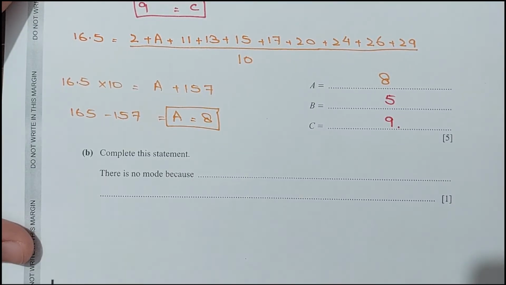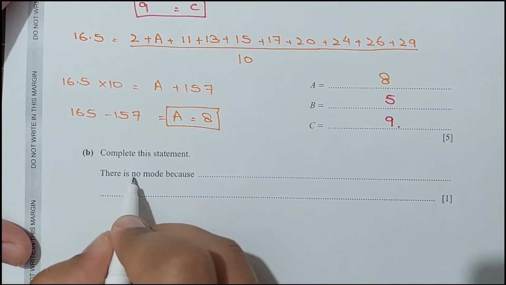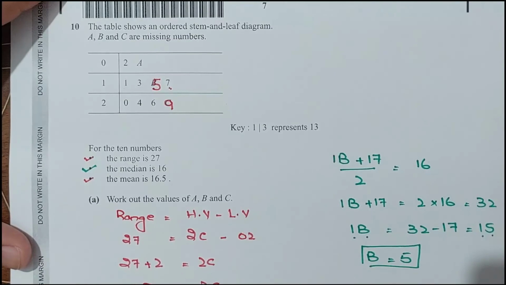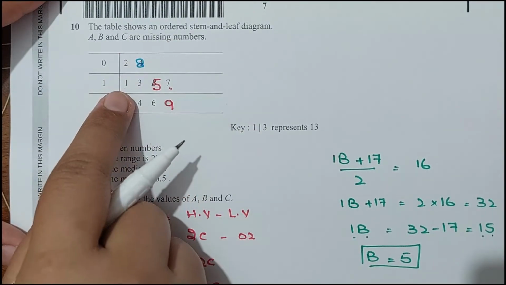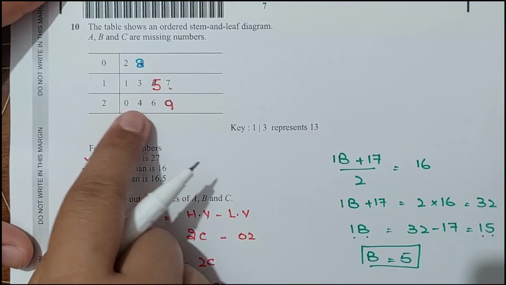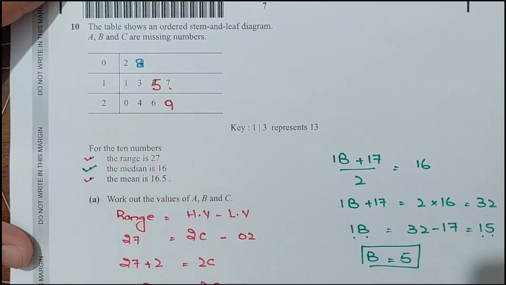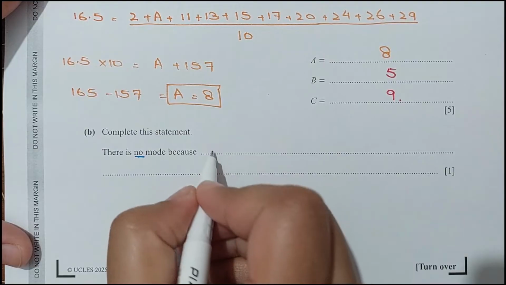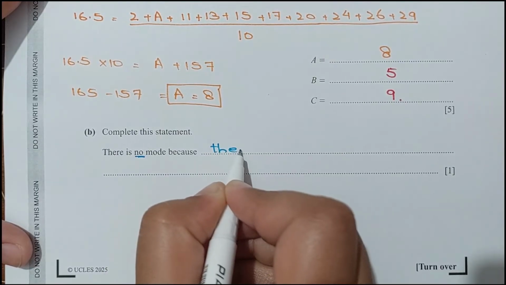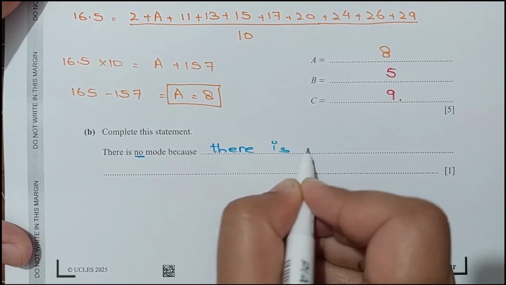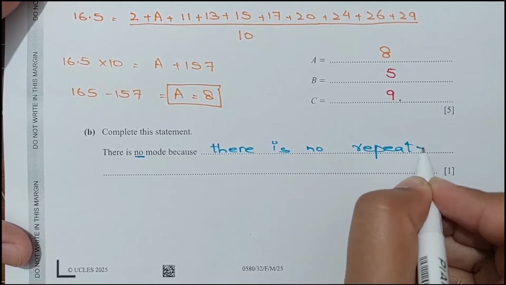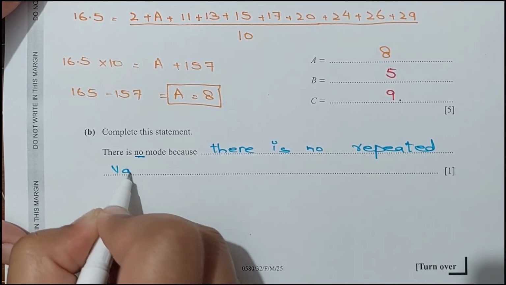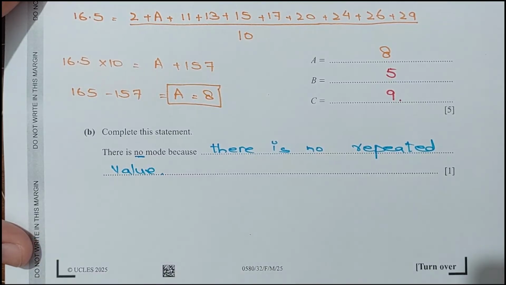Now for part B, complete the statement. There is no mode. What is the reason? The A value is 8 over here. The numbers are 2, 8, 11, 13, 15, 17, 20, 24, 26, and 29. So there is no mode because there is no repeated value. That is why there is no mode. If there is a repeated value, then there is a mode.